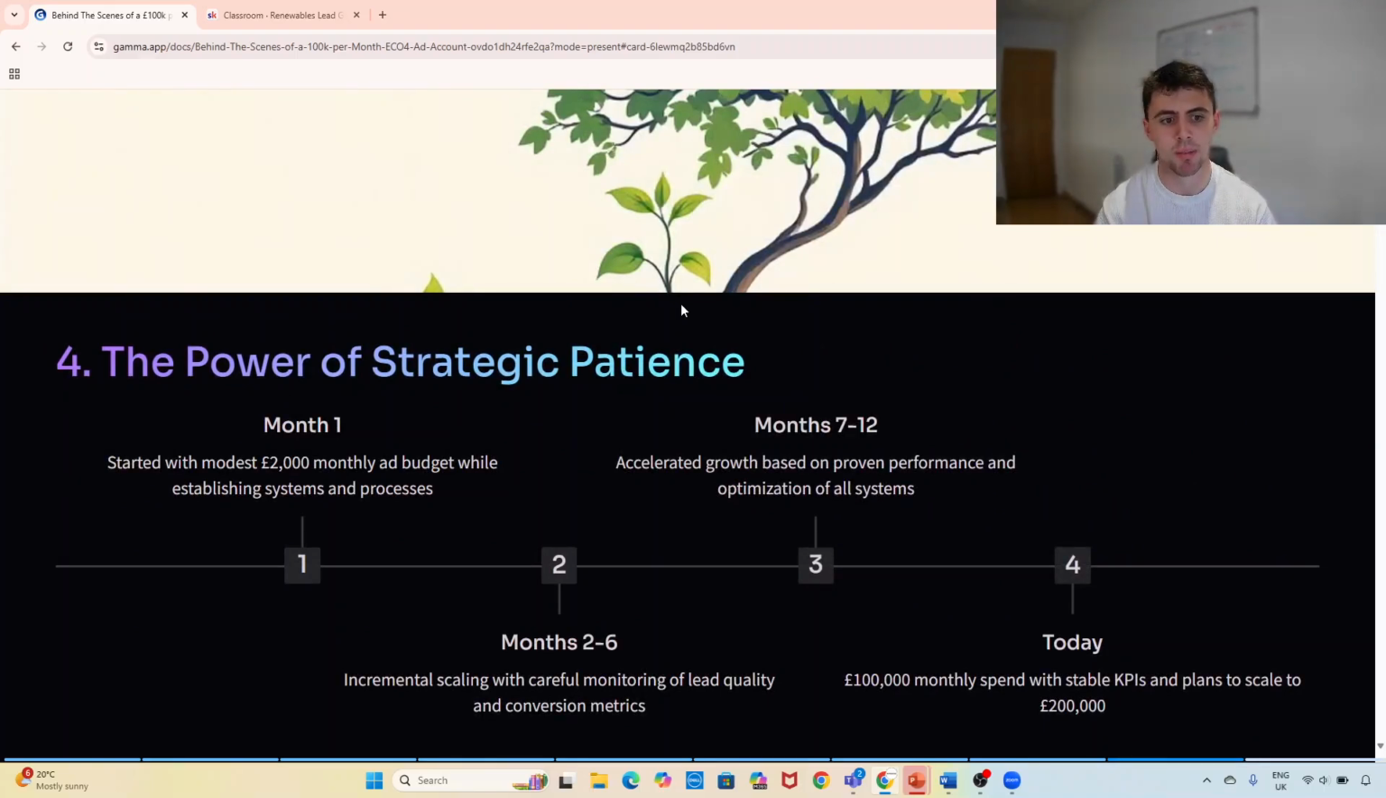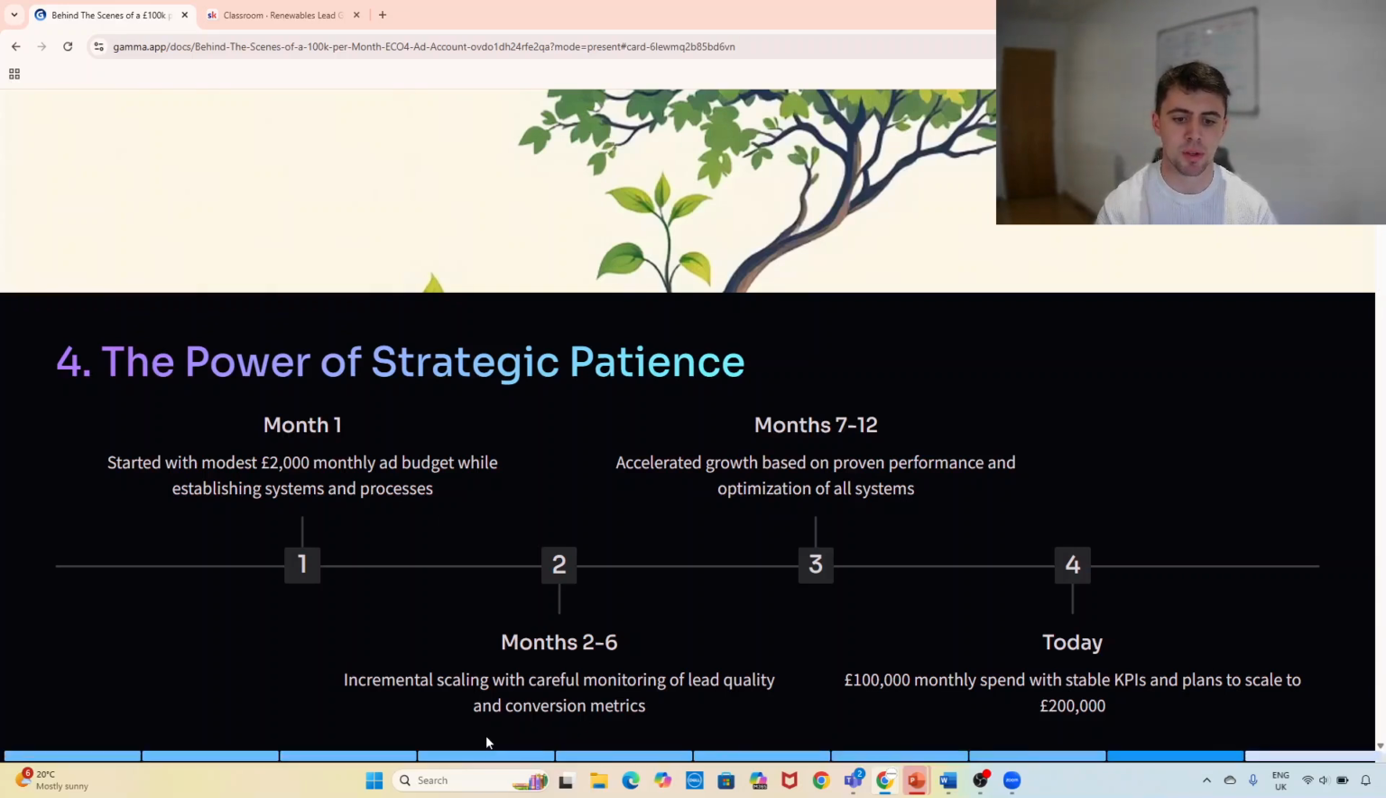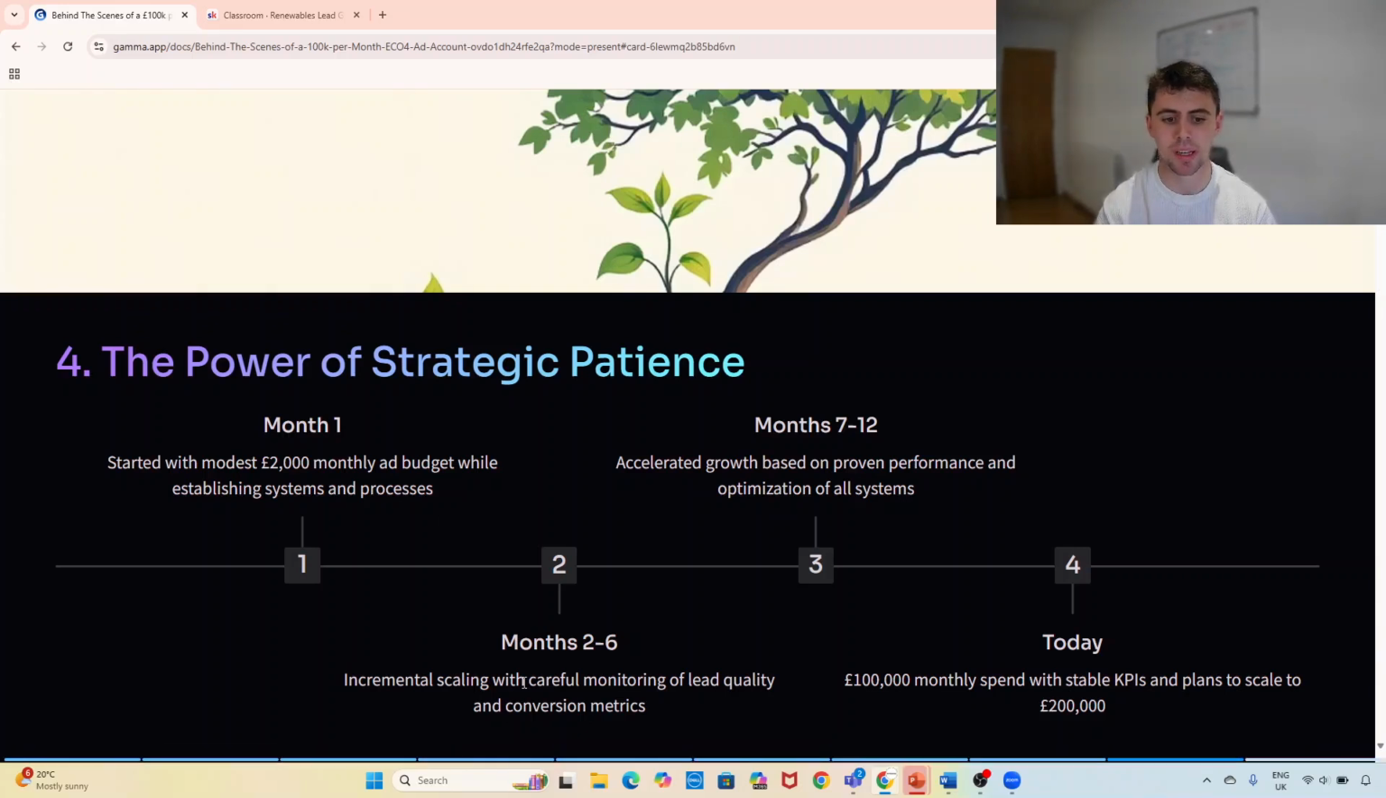And then the fourth thing that you need to get up to a spend as high as 100,000 a month is patience. As I mentioned, this installer in particular started with an advertising budget of £2,000 a month. That was really month 1 and month 2. We were dialing in the process, making sure they were happy with results, using their feedback to improve things. And then as we got into months 3 to 6, we started scaling that incrementally. What that means is every 1 to 2 weeks, we would increase the budget by 10%, monitor how that affected results on the front end and the back end. If everything was okay, we would then increase the budget again.